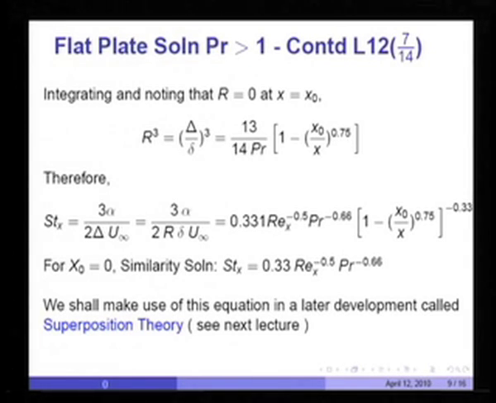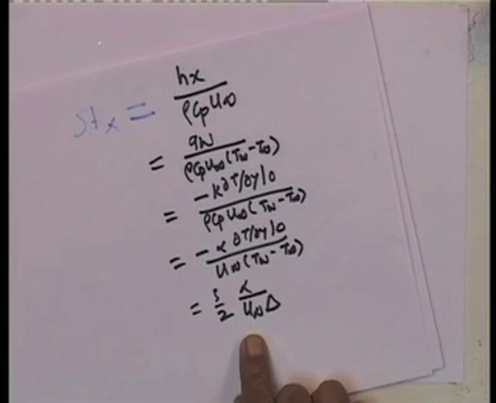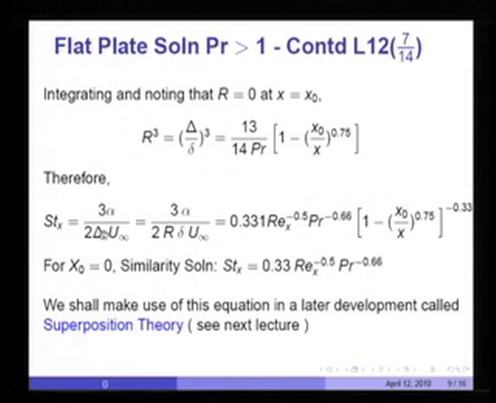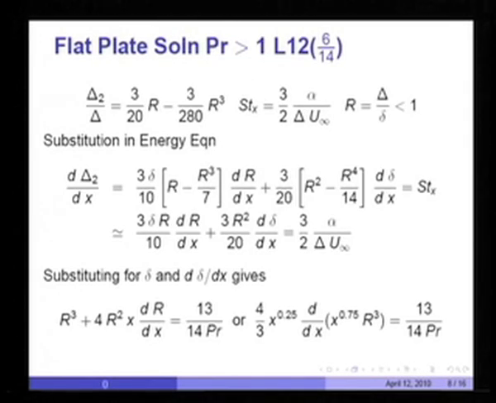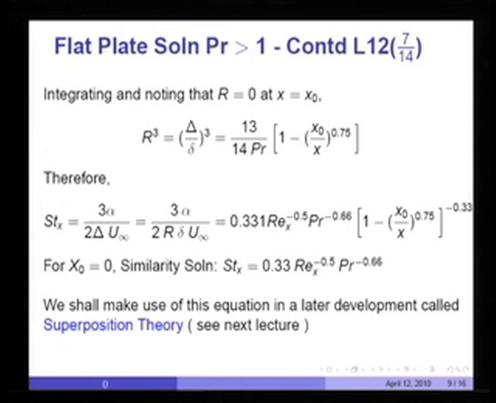And therefore, now if I substitute this value, then you will see that Stanton x, which was already shown to be equal to 3 by 2 alpha u infinity delta, this definition delta would be r times small delta, and r is given by that expression, and delta already is known as under root 280 by 13, as you will see here, delta is under root 280 by 13 nu x by u infinity, will give you this relationship.